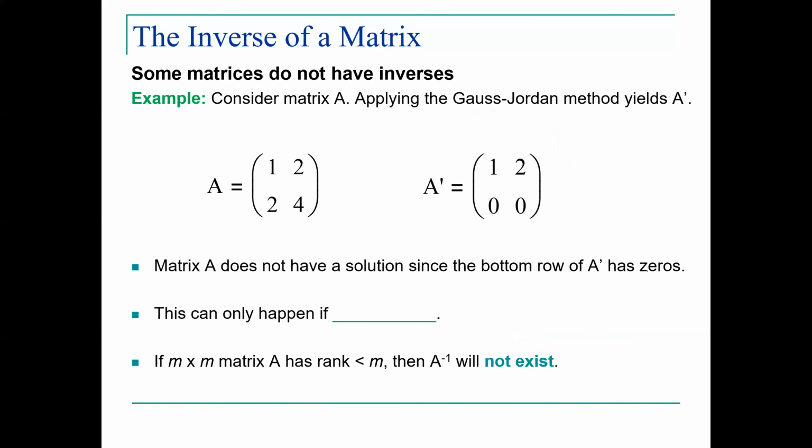Some matrices do not have an inverse. So for example, consider matrix A. After applying the Gauss-Jordan method, this is what we get, A prime. So matrix A does not have an inverse since the bottom row of A prime has zeros, as we discussed earlier. This can only happen if the rank of A is less than 2. If an M times M matrix A has a rank that is less than M, then A inverse will not exist.